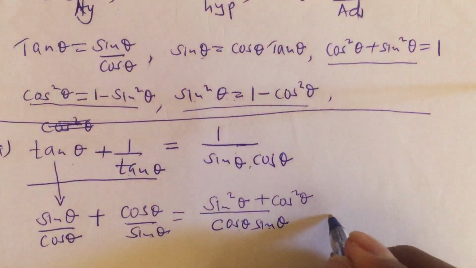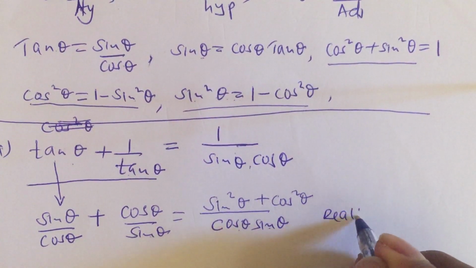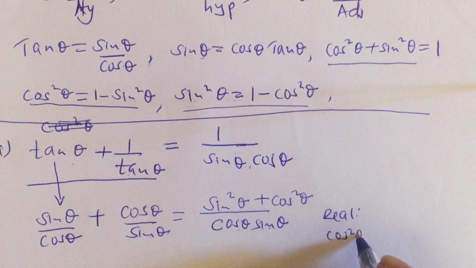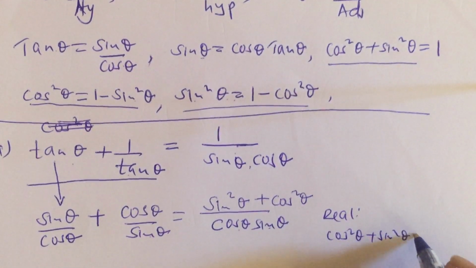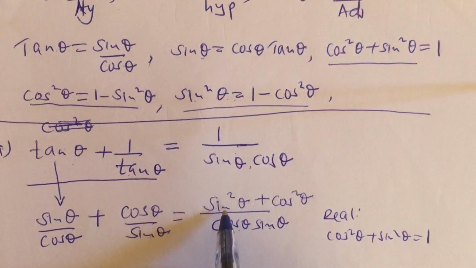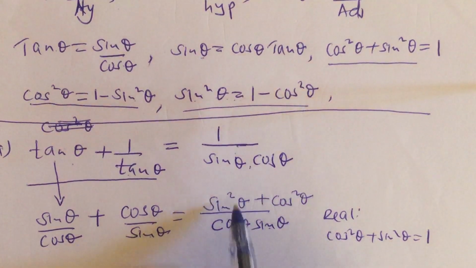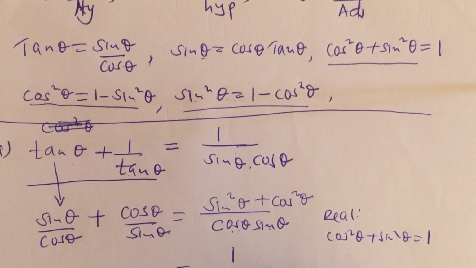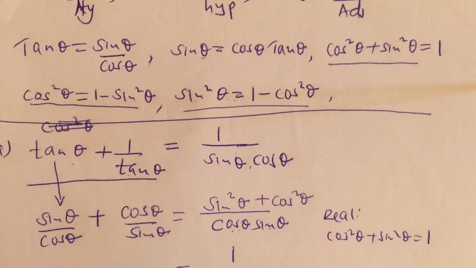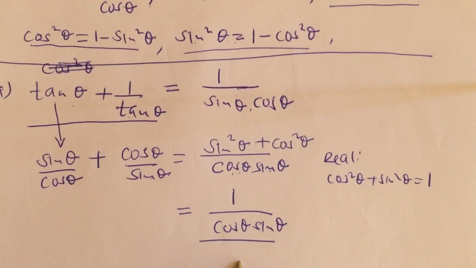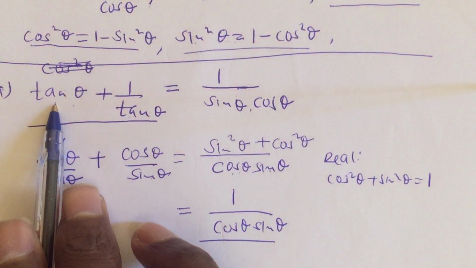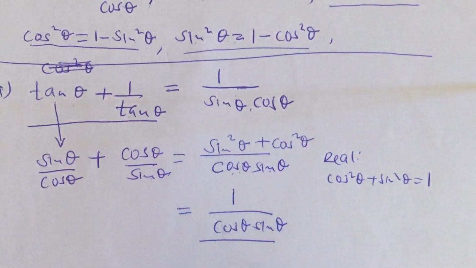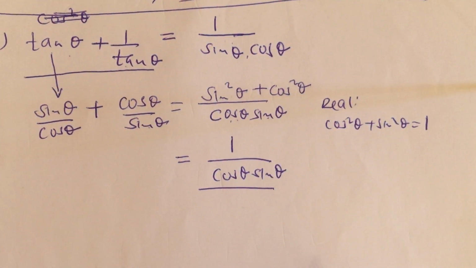Now from here, you need to recall from up there that cos squared theta plus sine squared theta equals 1. And therefore, the numerator now reduces to 1, and then we remain with cos theta sine theta. Now you see, from here, we have again proved that the left-hand side is equal to the right-hand side.